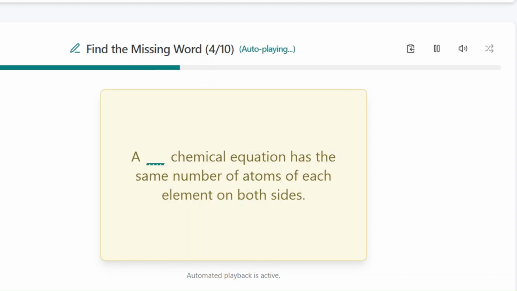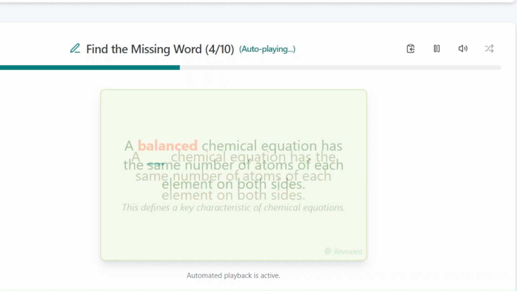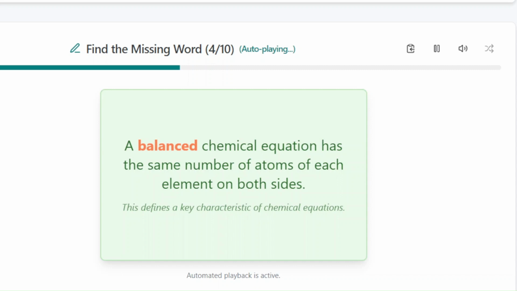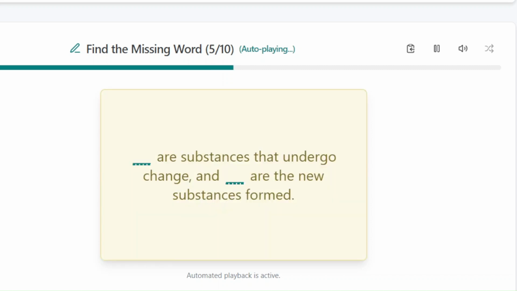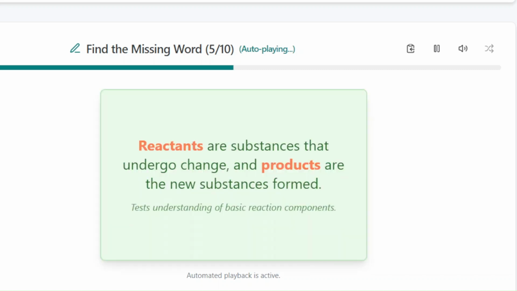A dash chemical equation has the same number of atoms of each element on both sides. Balanced. Explanation: this defines a key characteristic of chemical equations. Dash are substances that undergo change, and dash are the new substances formed. Reactants, products. Explanation: tests understanding of basic reaction components.